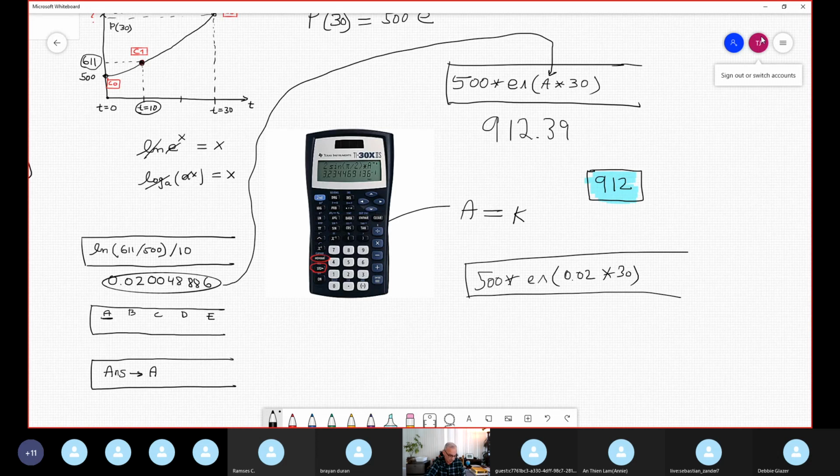Let me try by myself. 500 multiplication exponential 0.02 times 30. Oh yes, I have a little bit different. I take 911.059, a little bit. That is the reason.